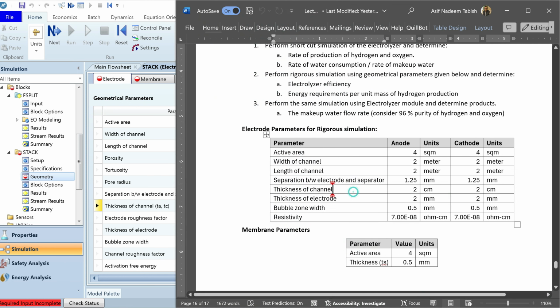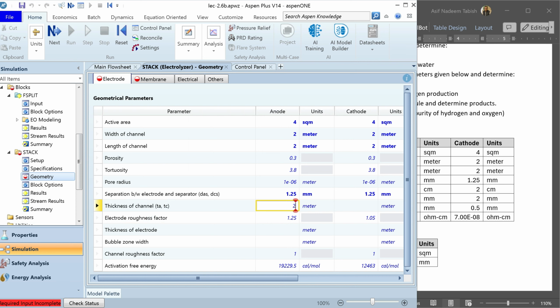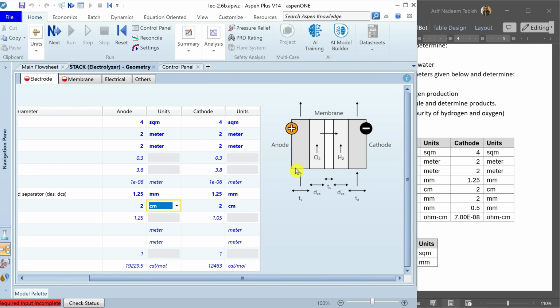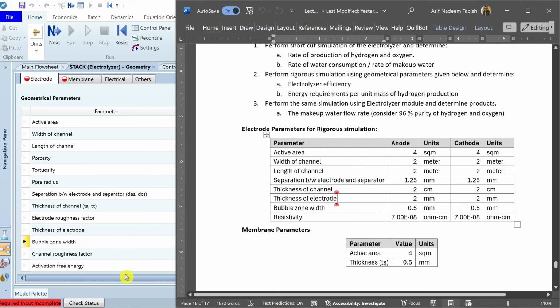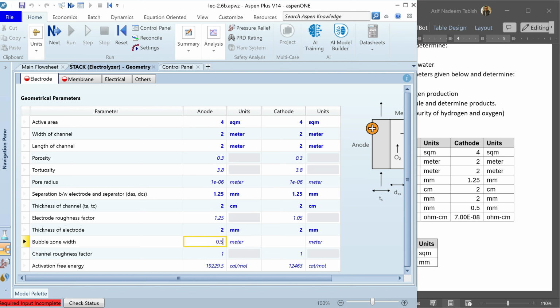Thickness of the channel is 2 centimeter and the thickness of electrode is 2 mm. So let's define the thickness as 2 cm. Thickness of the channel is taken as the thickness of the fluid channel in the direction of the membrane electrode assembly, whereas the width and height of the channel are on the other two dimensions. Similarly, the thickness of electrode is 2 mm for anode as well as for the cathode. Bubble zone width is 0.5 mm. So all the required information for the electrode is complete.